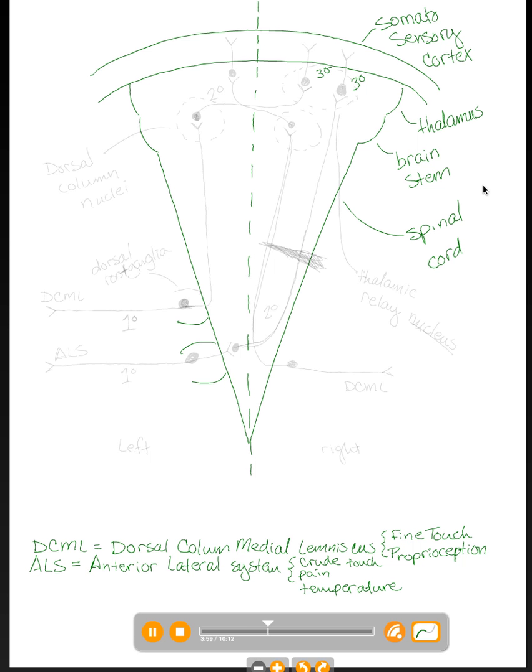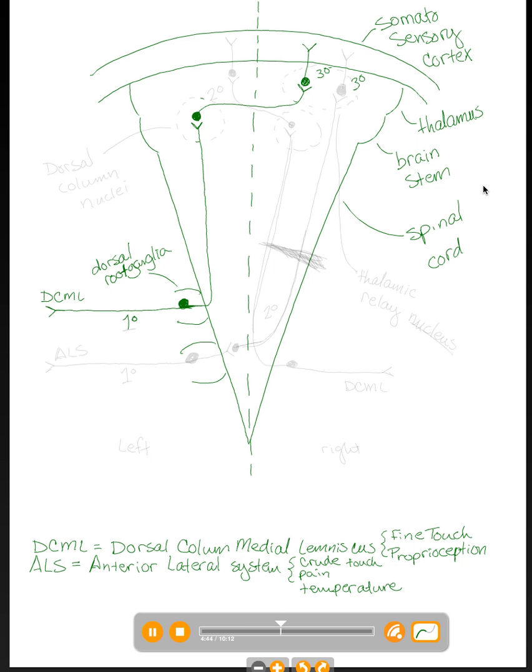So let's draw out an example. Say you have a receptor out here in your hand or anywhere, and it's attached to a neuron that's going to go into your spinal cord. We're going to start with the DCML pathway. This is your cell body right here, and it's always in the periphery. It's not inside the spinal cord. Just to remind you, this is called the dorsal root ganglia. That's just a grouping of cell bodies in the peripheral nervous system.